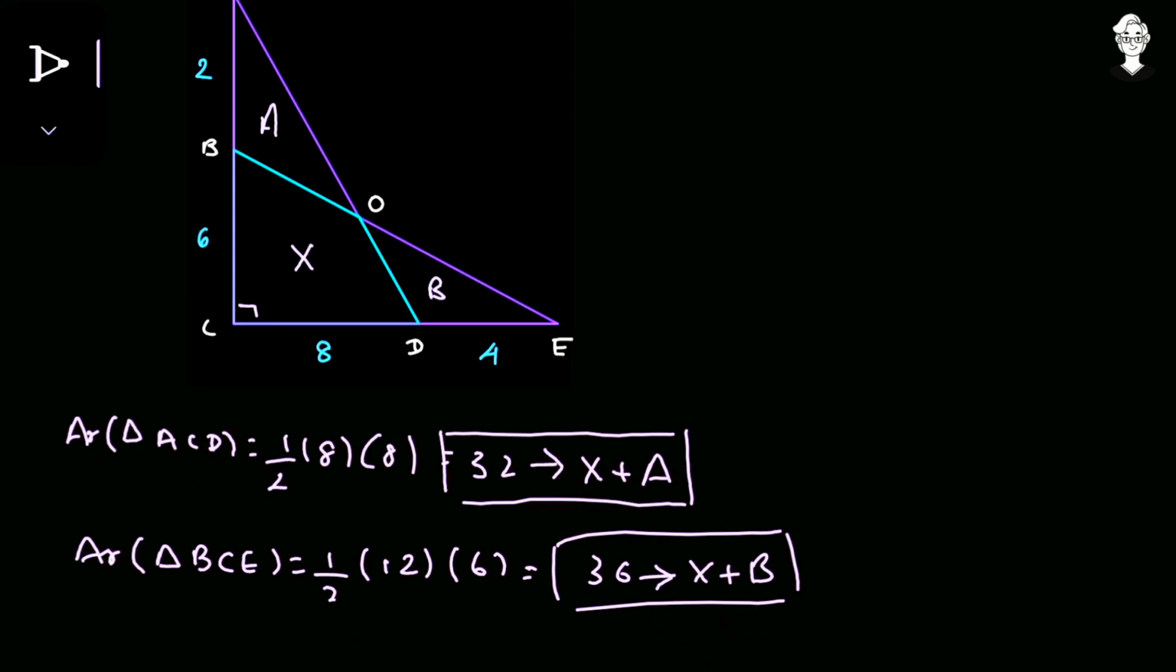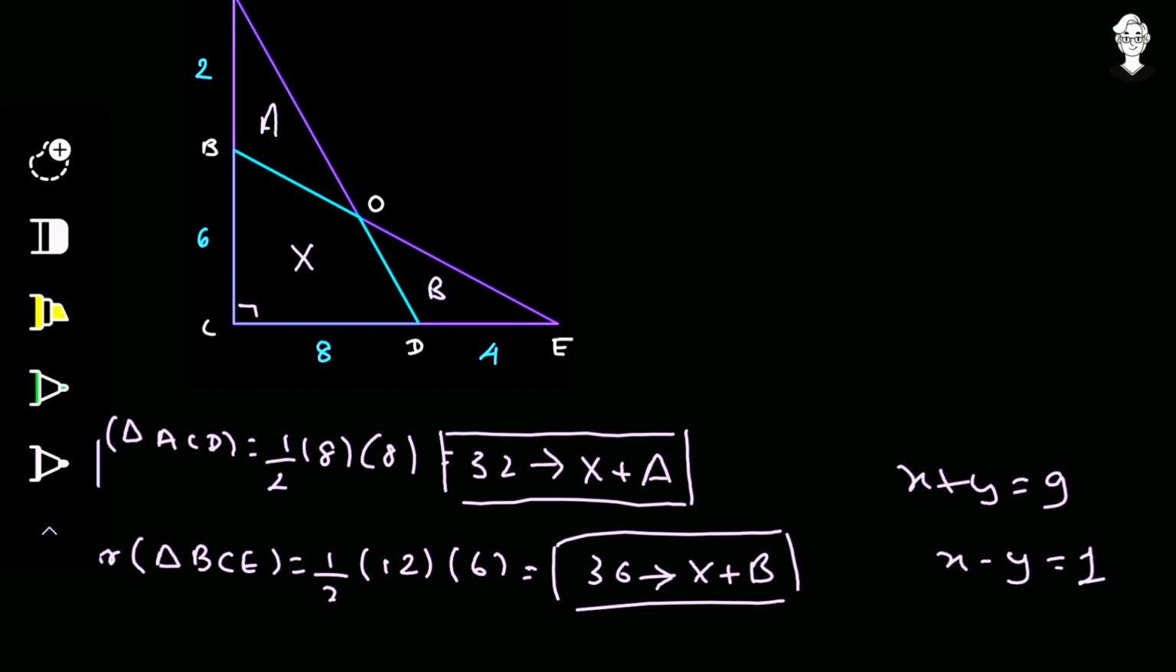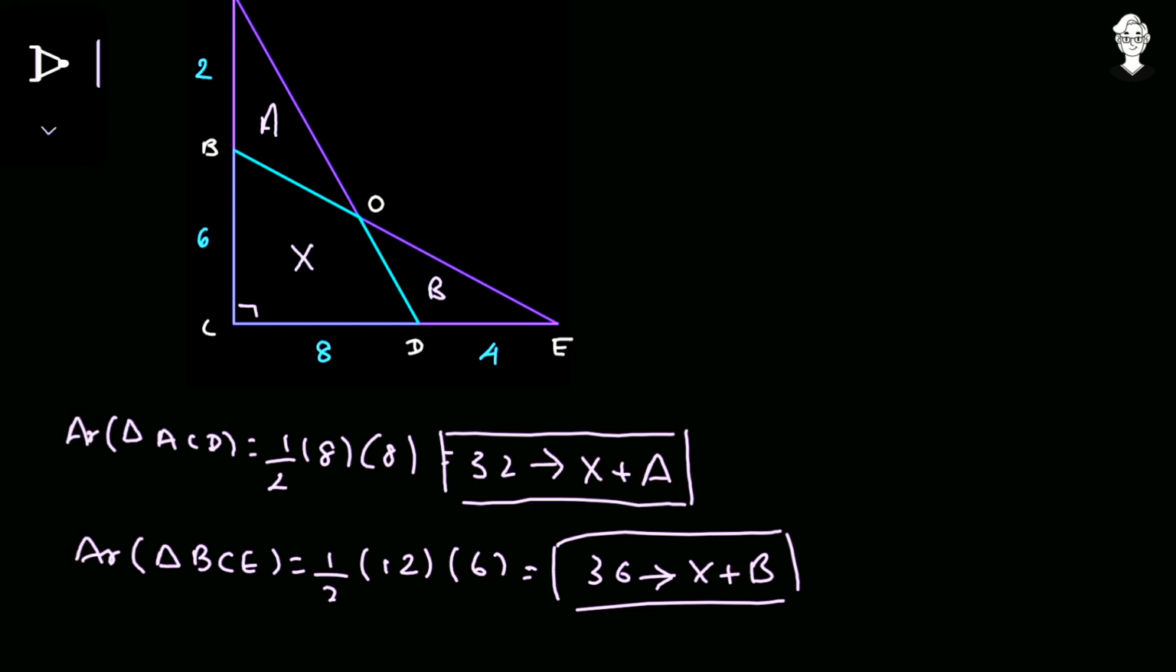Now if we have two equations like x plus y is equal to 9 and x minus y is equal to 1, with two variables present, we can just cancel them out and solve for them. But here the equations present are 2, while the variables are 3, that is x, a and b. There are 3 variables, so we have to exclude one. x cannot be excluded very easily.